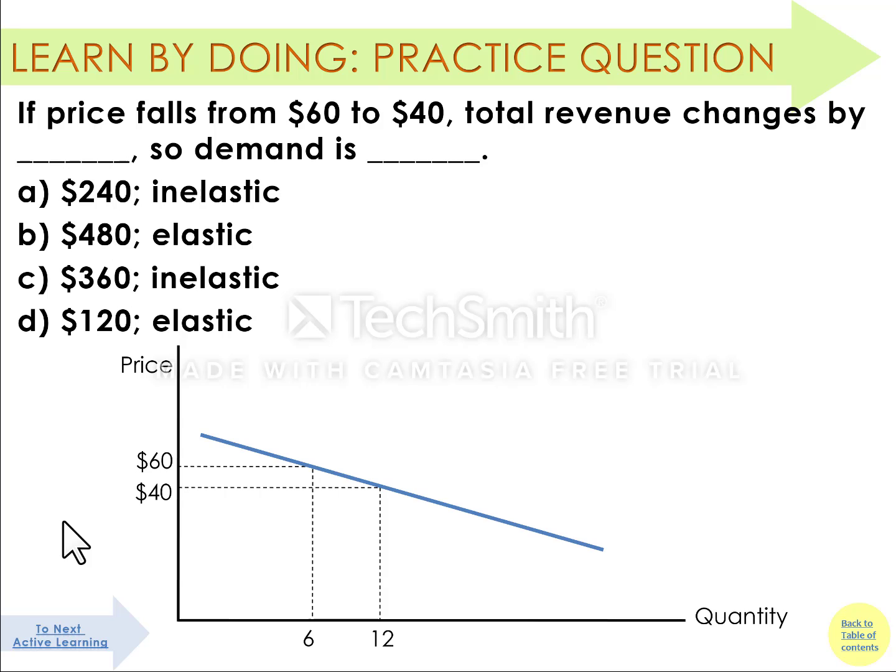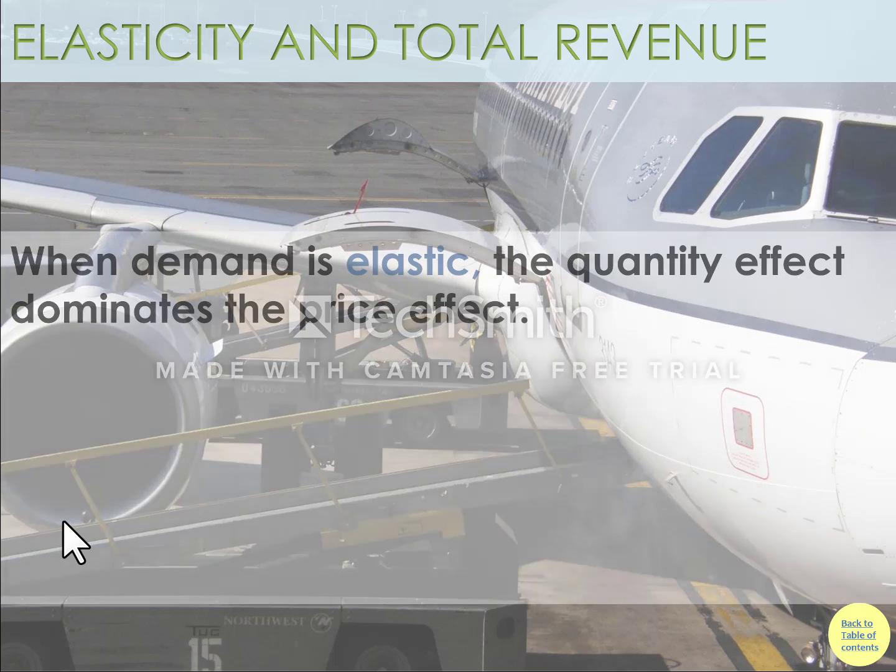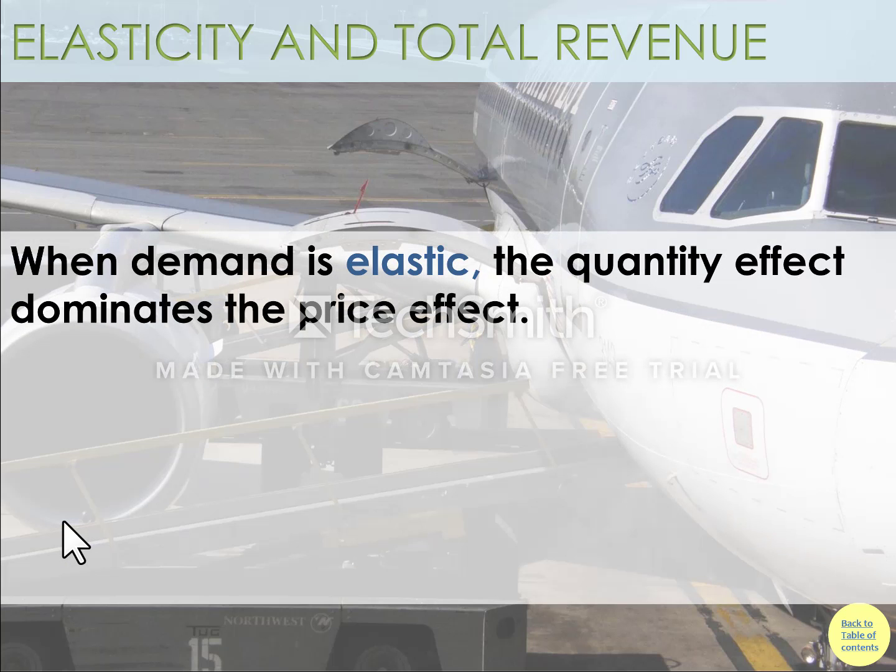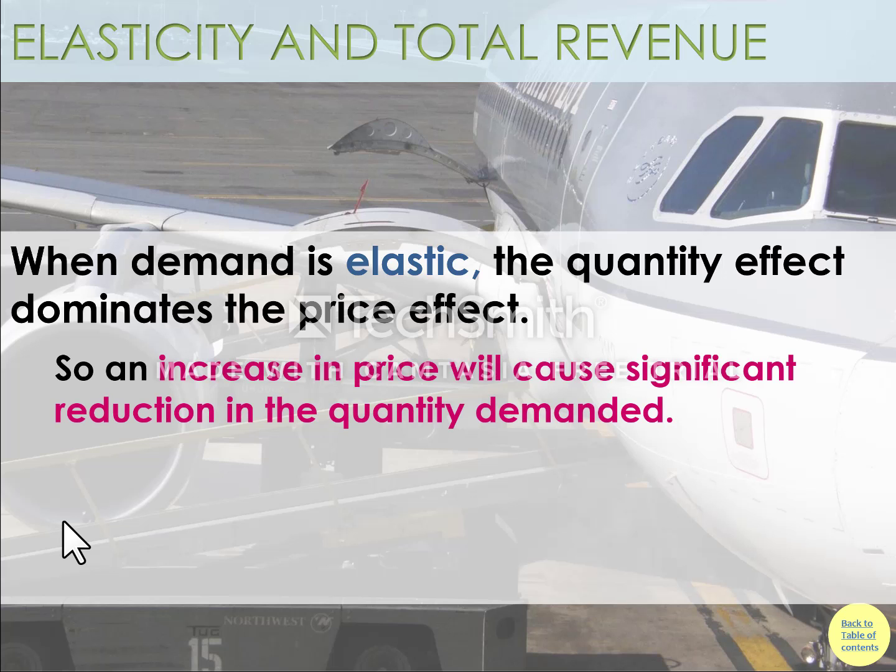And the answer, so you took 60 times 6, compare that to 40 times 12, and you get a difference of 120, and it's an elastic demand curve. How do we know? Because when the price dropped, our revenue increased. So in other words, when demand is elastic, the quantity effect dominates the price effect. An increase in price causes significant reduction in the quantity demanded. So you would probably not want to raise your price a lot if you're selling an elastic good.